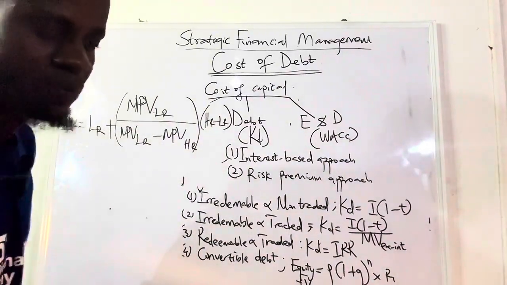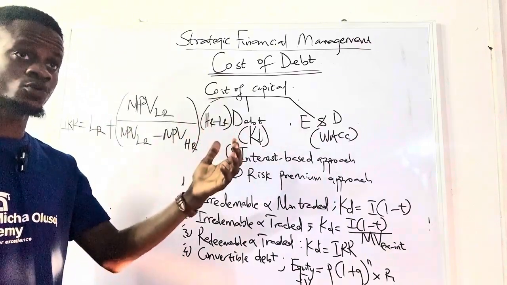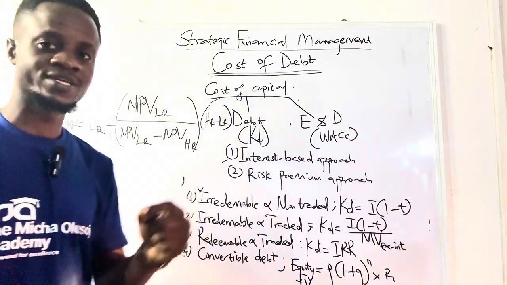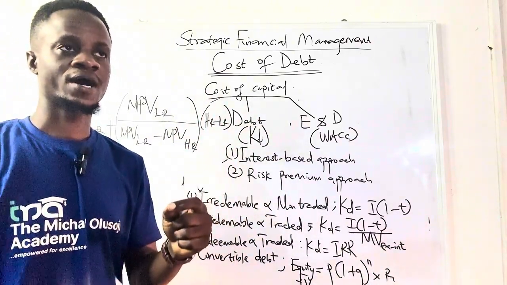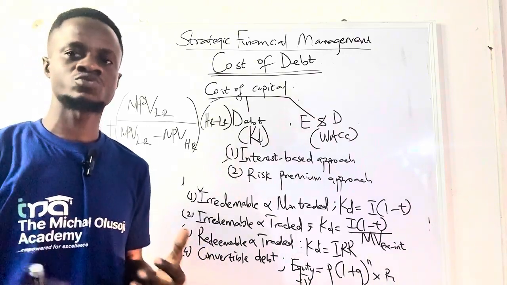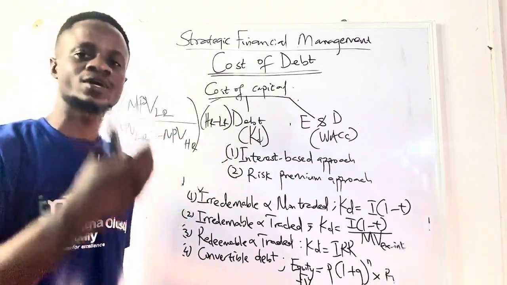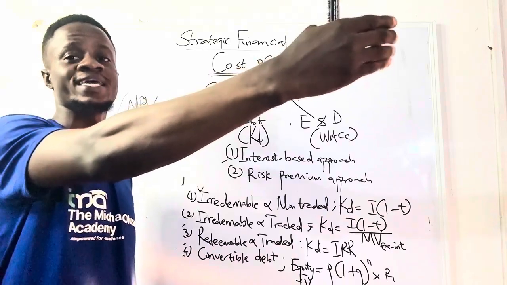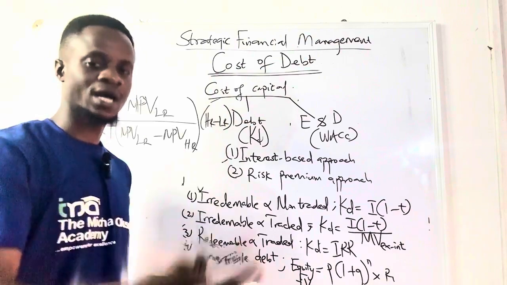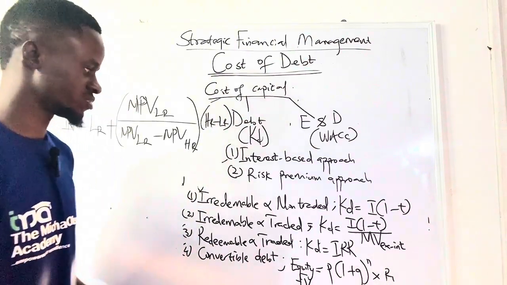NPV. What is NPV? NPV is simply the present value of future cash inflows minus the present value of outflows. That's NPV. The difference between the present value of future cash inflows minus the present value of cash outflows. That's just the meaning. When we solve questions, you will understand better.